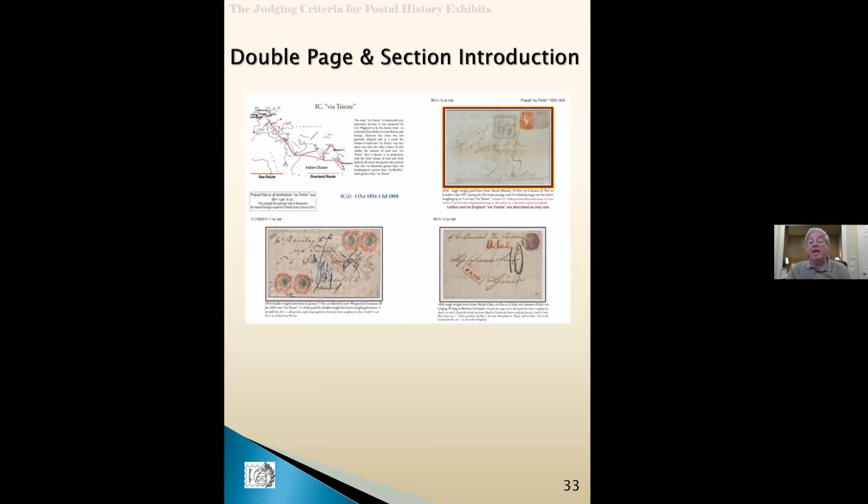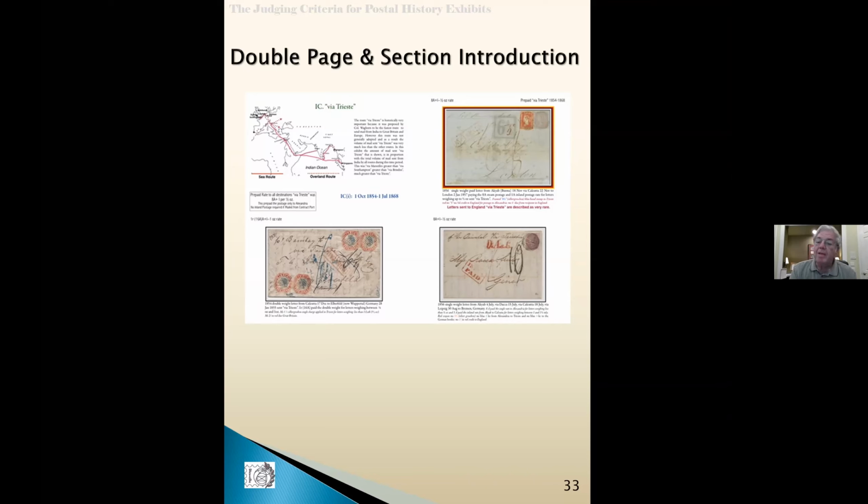Double page and section heading. Here we have a double page and section heading where the running heading is Roman numeral 1C via Trieste. The section introduction is with text and hand-drawn map on the left side of the page, which is a normal place where you would expect a section introduction. Note the highlighted cover in the upper right with a red border and a small yellow border around it, with the rarity statement in red. The item stands out without using a lot of white space or distractions.